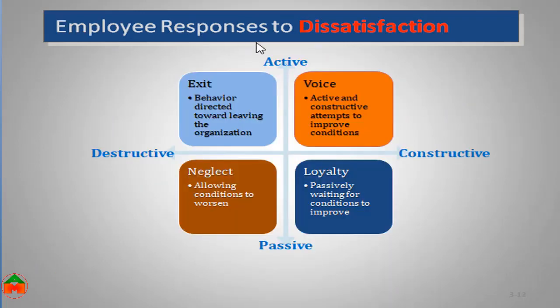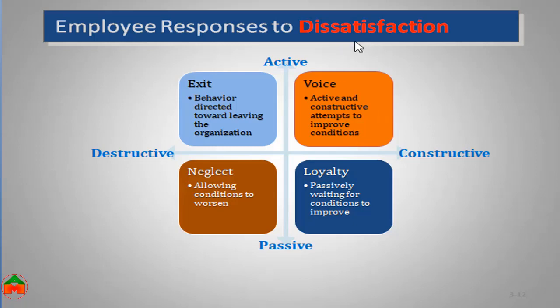What are the responses of dissatisfied employees? We can see there are 4 types of responses from dissatisfied employees: active response or passive response, constructive response or destructive response. The upper 2 indicate that active employees who have dissatisfaction may exit the organization or may raise their voice. So whenever an employee is dissatisfied and active, he will show his behavior by leaving the organization. On the other hand, he may raise his voice for constructive improvement of the conditions of the organization.